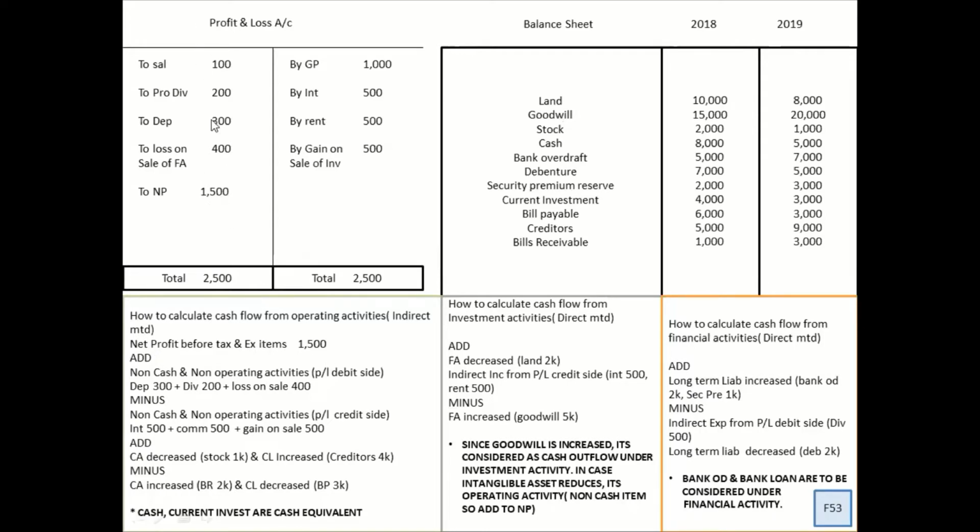And on the debit side, whatever is non-cash and non-operating. Non-cash means which has got no cash movement, like depreciation. Depreciation is a non-cash item. Loss on sale of fixed asset is my investment item. Dividend is my financial item. So on 1500, I will be adding the P&L debit side non-cash and non-operating items.